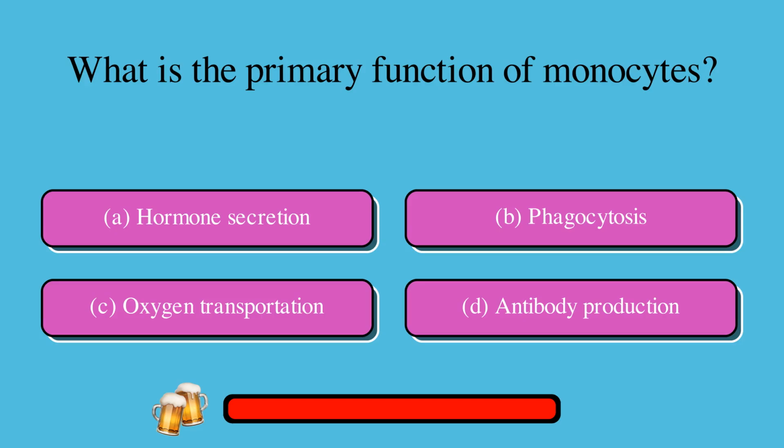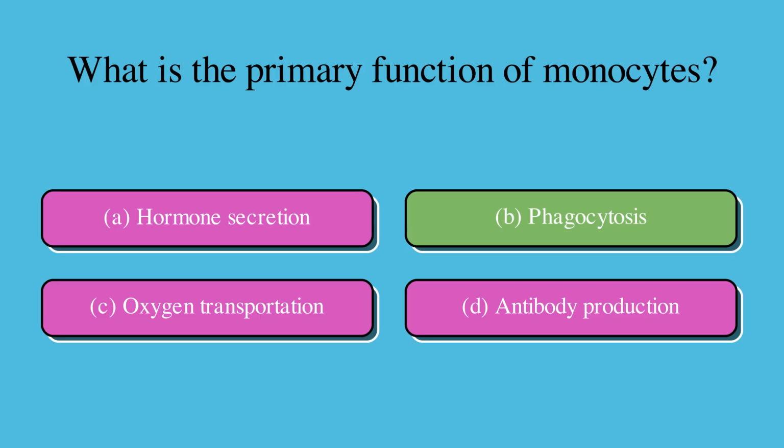What is the primary function of monocytes? A, hormone secretion, or B, phagocytosis, or C, oxygen transportation, or D, antibody production? The correct answer is B, phagocytosis.